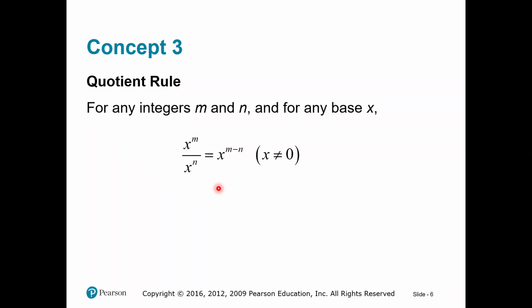Okay, next, quotient rule. Just like the product rule, if I divide like this, same base, different exponents, then I subtract the exponents. Because we have a division, I don't want x to be 0.